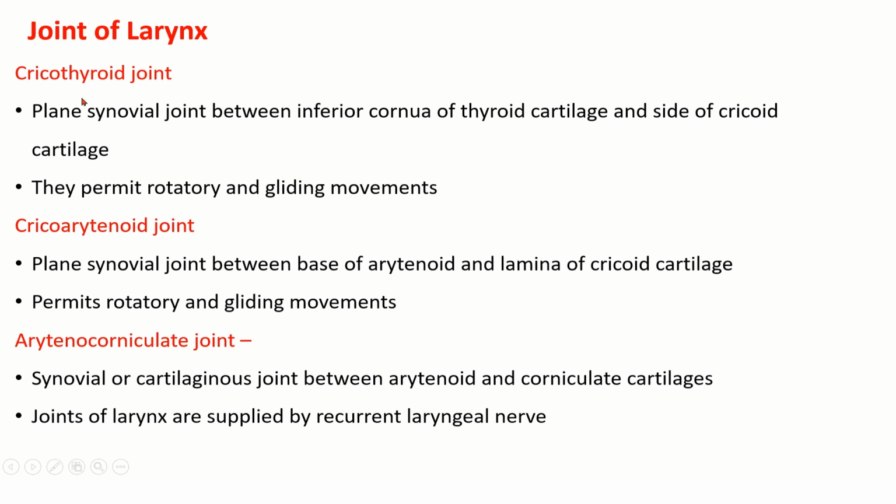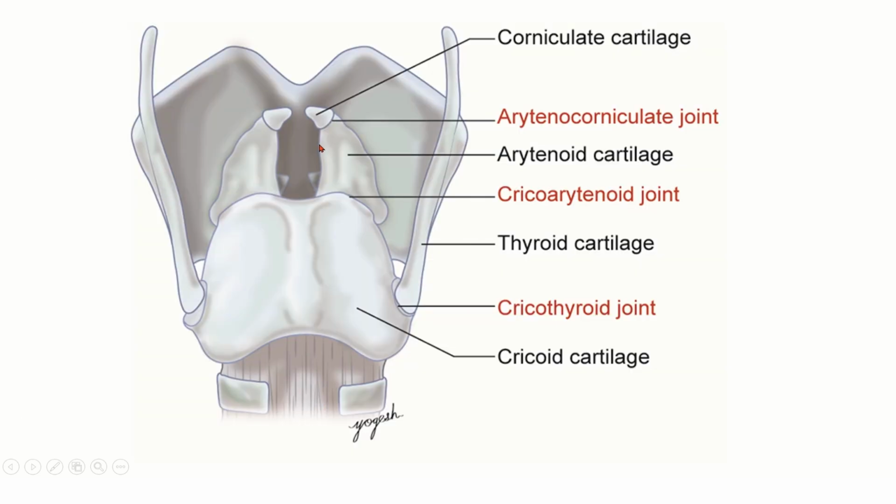Joints of the larynx: cricothyroid joint, a plain synovial joint between the inferior cornu of the thyroid cartilage and the side of the cricoid cartilage. They permit rotatory and gliding movements. Cricoarytenoid joint, a plain synovial joint between the base of the arytenoid and the lamina of the cricoid cartilage, permits rotatory and gliding movements. Arytenocorniculate joint, a synovial or cartilaginous joint between arytenoid and corniculate cartilage. Joints of the larynx are supplied by the recurrent laryngeal nerve. You can see here this is the arytenocorniculate joint, this is the cricoarytenoid joint, and this is the cricothyroid joint.